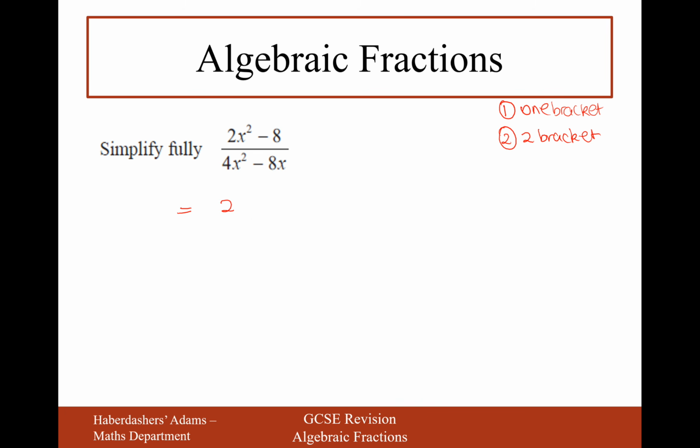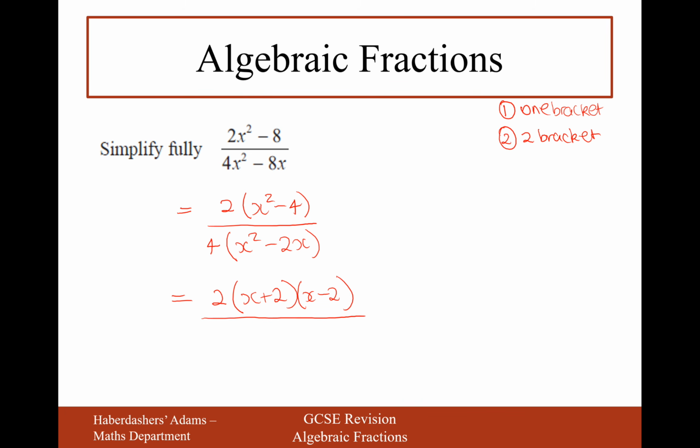It's going to be 2 and then x squared minus 4 on the numerator, and on the bottom it's going to be 4 and x squared minus 2x. Well, in fact, if we factorize out the x from this bracket as well, that would be even better. So in the next line, I'm going to make this factorization even better. On the top, it's going to be 2, and then I can factorize what's inside the bracket here. It's going to be x plus 2, x minus 2. I'm going to make the factorization on the bottom even better by factorizing an x out of this bracket here, x minus 2.